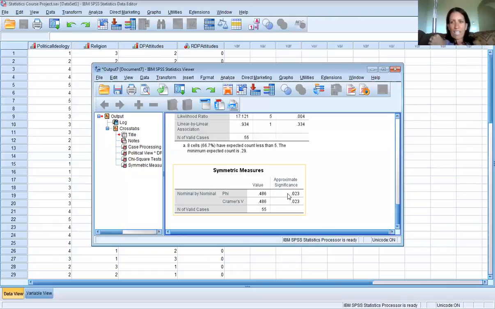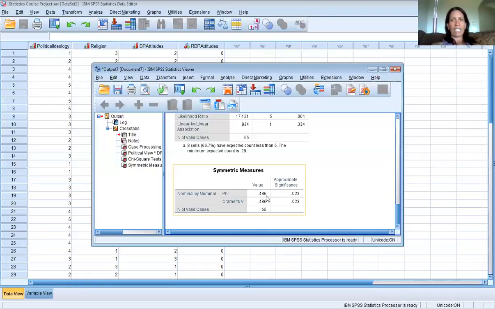For purposes of this class, if you get a non-significant chi-square, I still want you to go down and look at whatever measure of association you have, and I want you to talk about it. Usually if you have a non-significant chi-square, this number is going to be low. It'll be like 0.0 something or 0.1 something, and then you can just say it's not surprising that the measure of association is very weak. The relationship that really doesn't exist statistically anyway is a weak relationship.